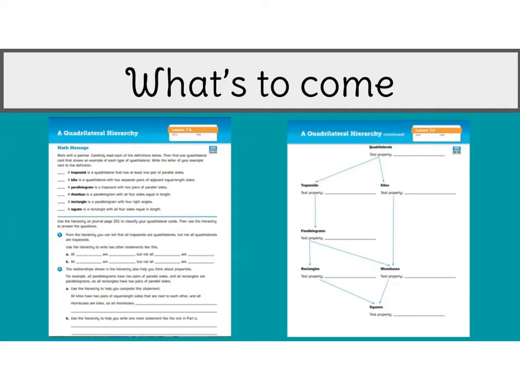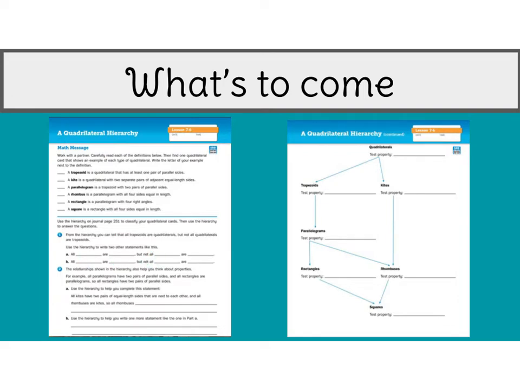So let's take a look at what's to come. So this math message you should have already completed. At the bottom of your math message page, you have some questions that talk about hierarchies, and we're referring back to page 251. So for example, it says, from the hierarchy, you can tell that all trapezoids are quadrilaterals, but not all quadrilaterals are trapezoids. Use the hierarchy to write two other statements like this.